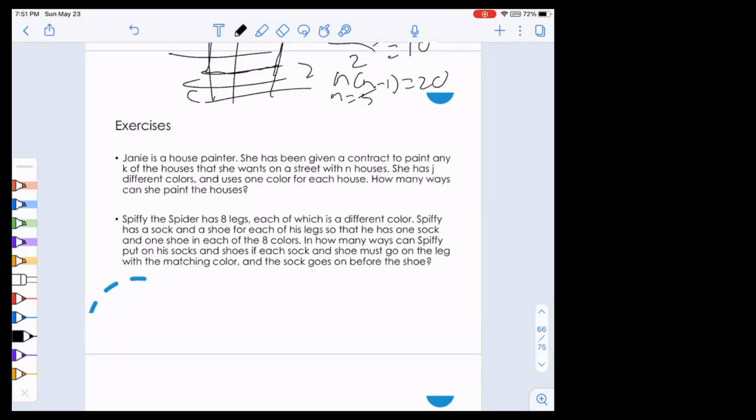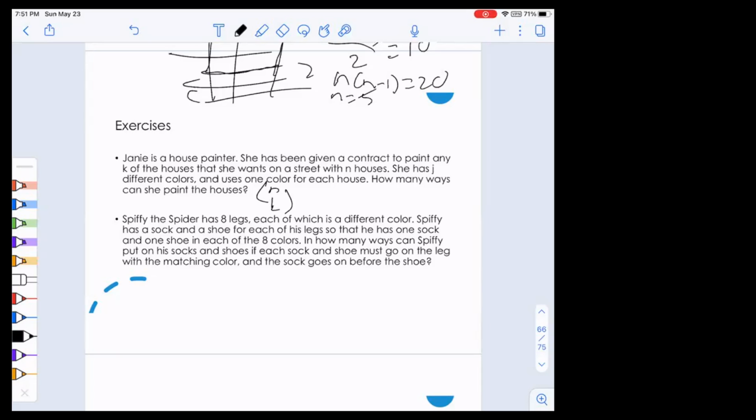Imagine that you are Janie. What's your decision process? First, you have to choose which K of the N houses you want to paint. Since it doesn't matter which order you paint the houses, the way we can choose K from N is we can just write it like that.